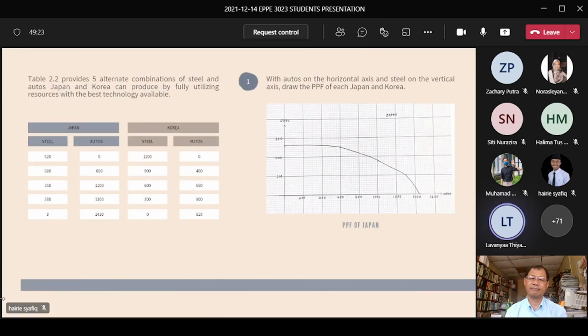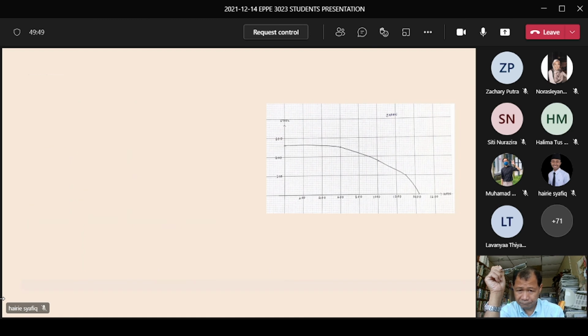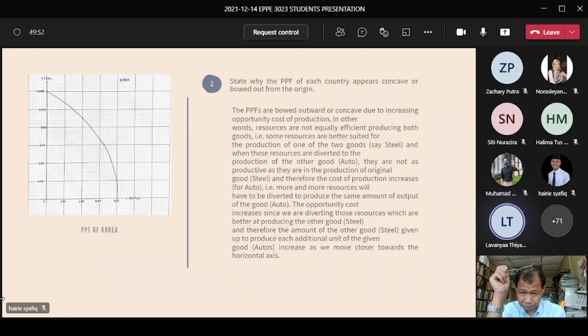So we are moving to example 2. For the first question: with autos on the horizontal axis and steel on the vertical axis, draw the PPF of each Japan and Korea. So these are the PPF of Japan, which is the shape of concave, and the combination of steel and autos. Next slide, please. And same goes to Korea. This curve also looks concave, and this is the PPF of Korea.